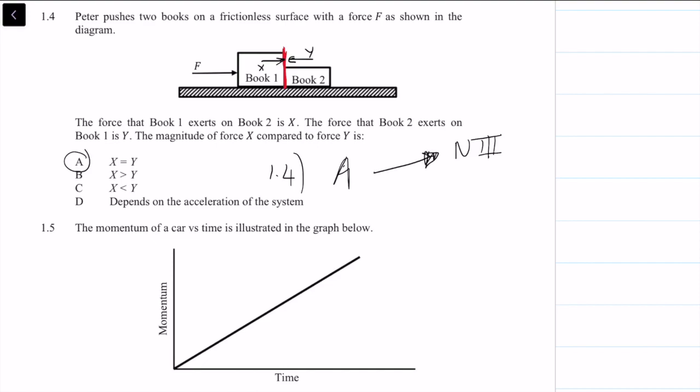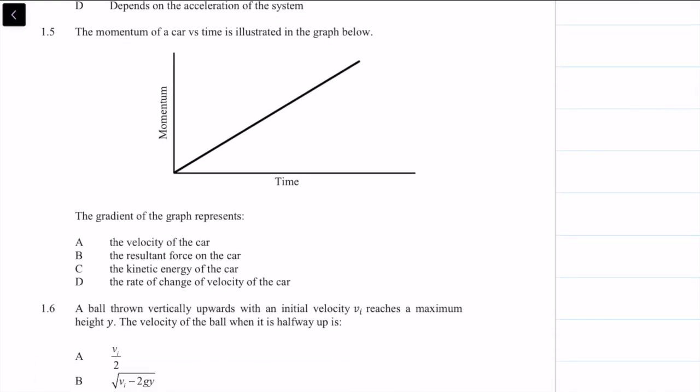Newton's third law states that when object A exerts a force on object B, then object B will simultaneously exert an equal force of opposite direction. Then we have question 1.5: the momentum of a car versus time is illustrated in the graph below. Momentum, we denote with the symbol P, and it is equal to m times v. We're looking for the gradient. Gradient is equal to change in y over change in x, which is going to be our momentum over our time. Now I'm going to focus on the units of momentum.